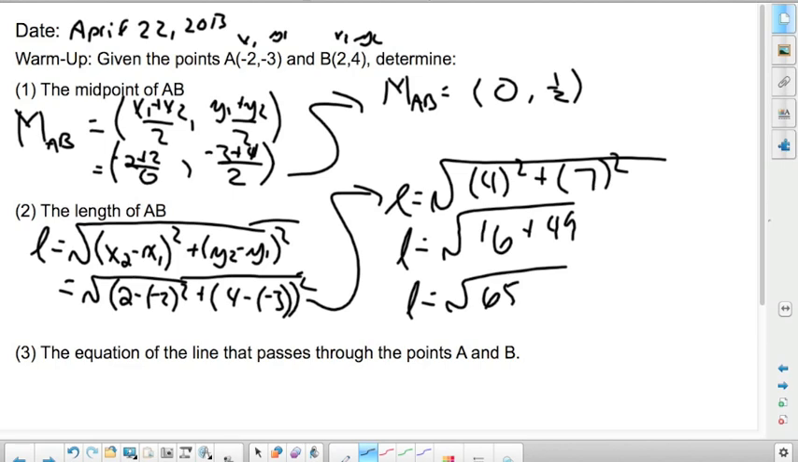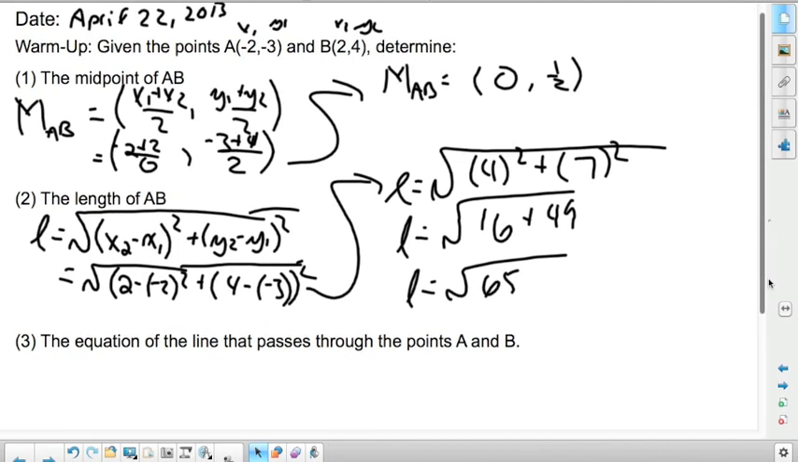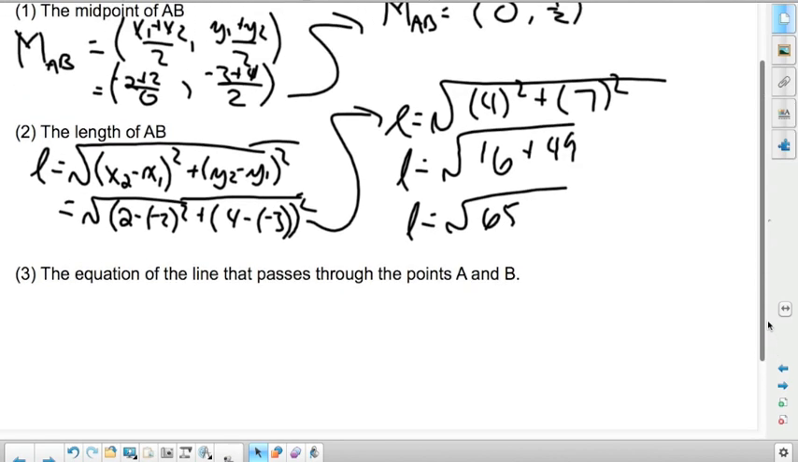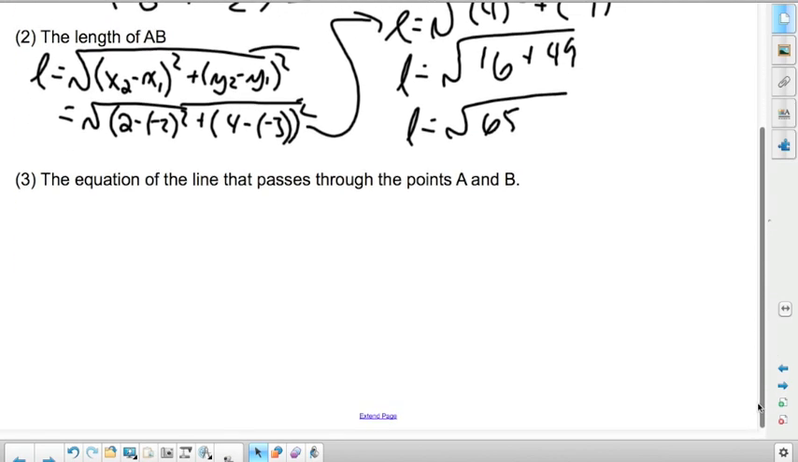Finally, the equation of the line. How do we go about getting that? This is a review of grade 9. I know. Who thought you had to use grade 9 math for grade 10? How do we get the equation of a line that passes through 2 points? Anyone other than 2 people? 3, 4. Mildred?